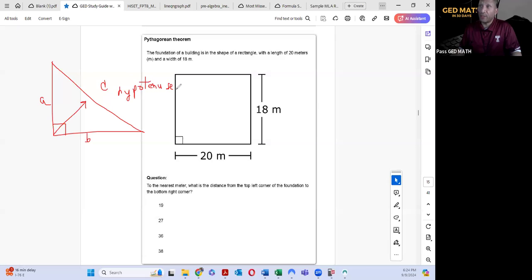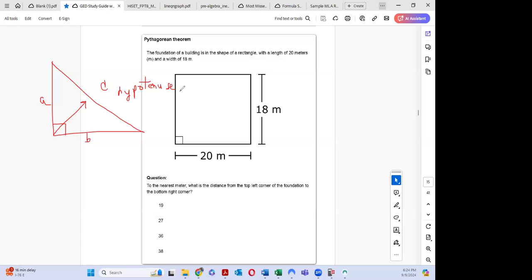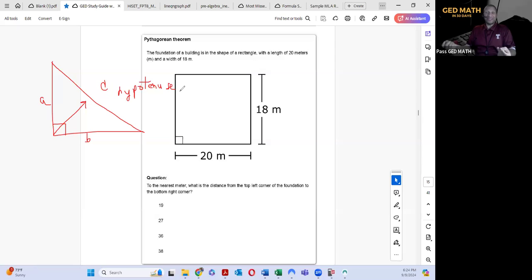So 2 vocabulary words we want to make sure we understand. Pythagorean theorem: when is it used? It is used to find a missing side of a right triangle. And the hypotenuse, which is the side opposite the 90-degree angle. We also know about the hypotenuse that it is always the longest leg.